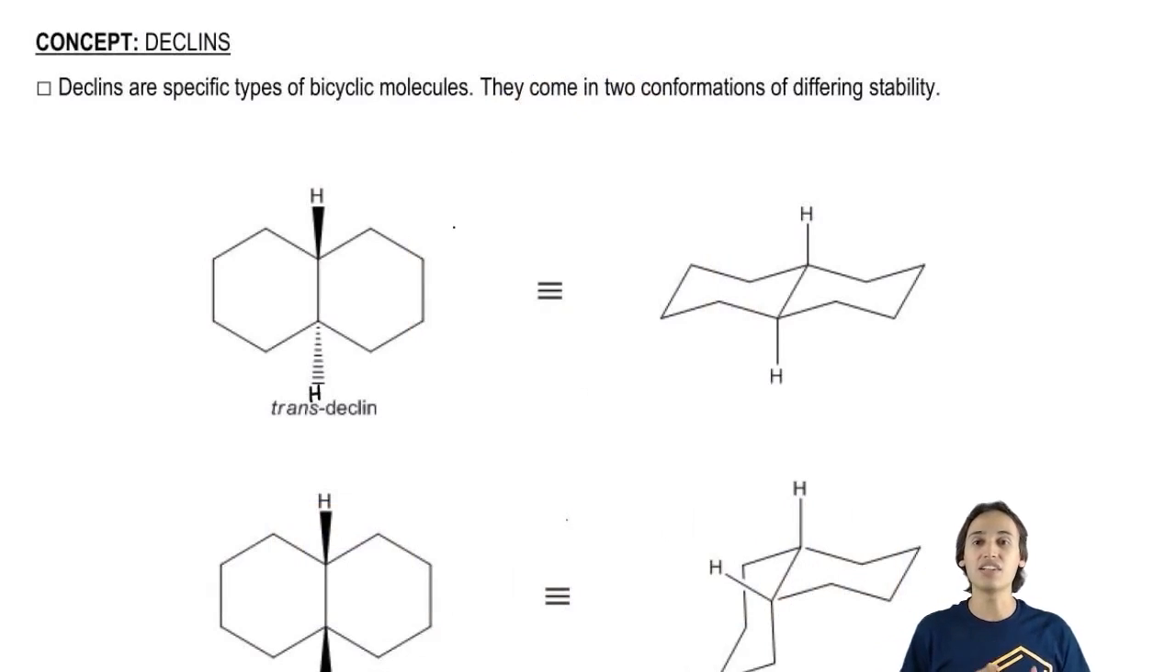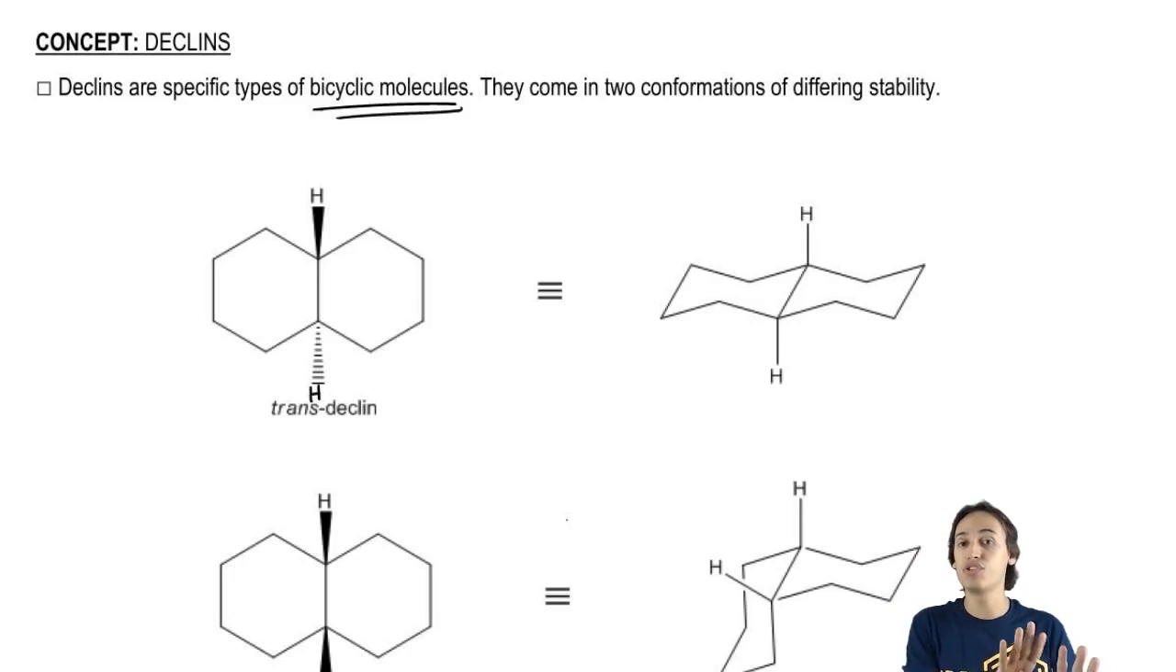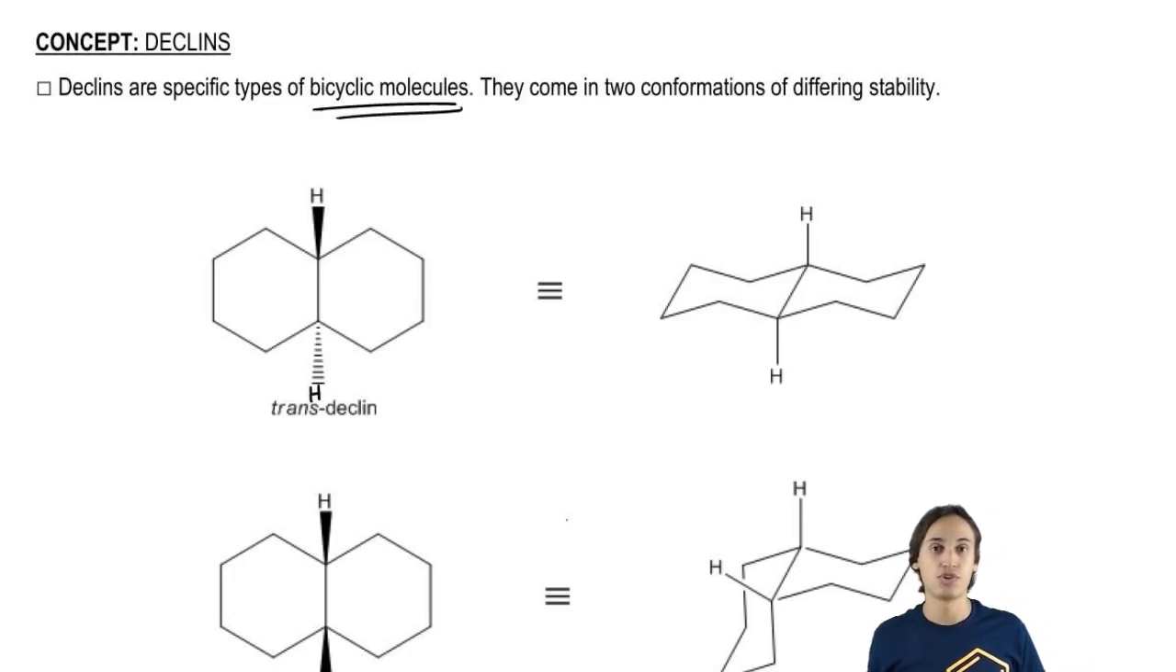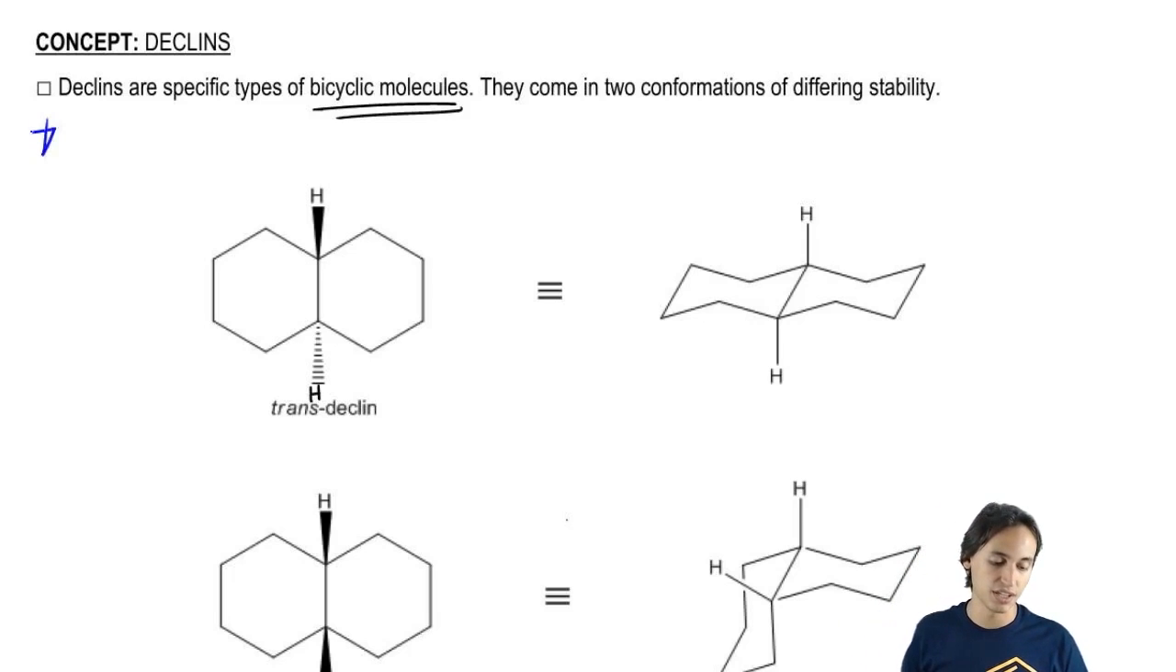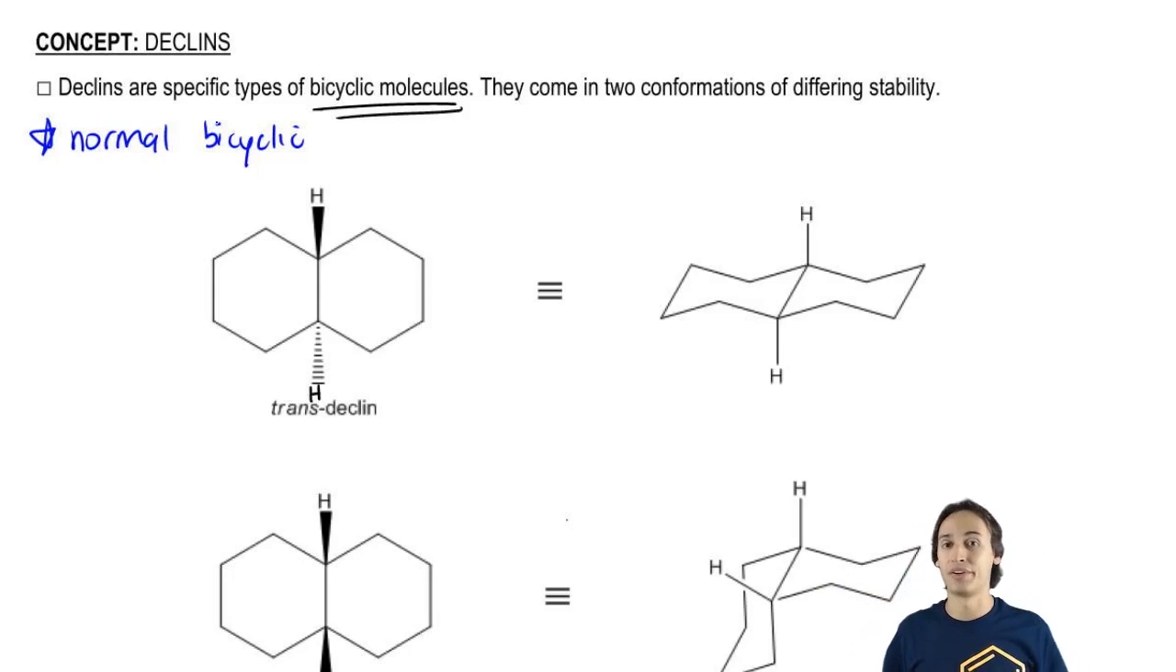So basically, decalins are specific types of bicyclic molecules that can form chairs. And all they are is that they are composed of two cyclohexane rings fused together by one bond. So if you think back at the types of bicyclic molecules that we studied, this would be what we called a normal bicyclic. Okay? And the reason we call this one normal is simply because it does not have a bridge. Remember that normal just meant that there were two rings fused by one bond in the middle.